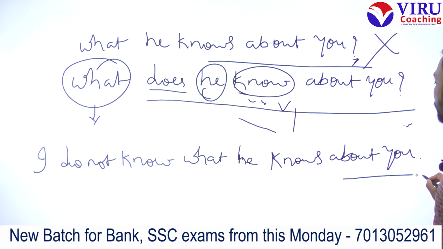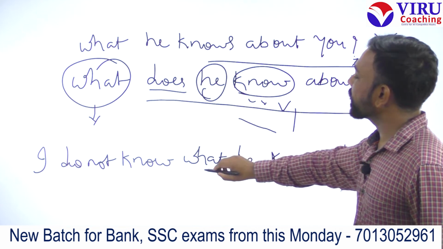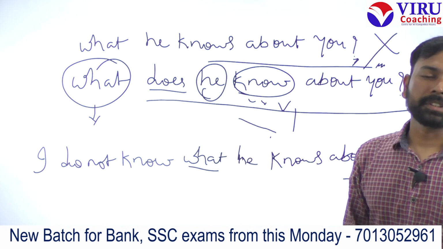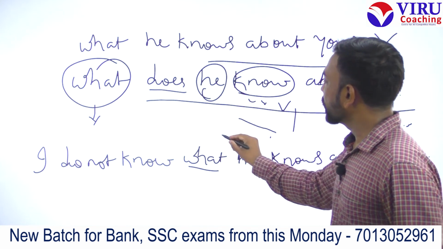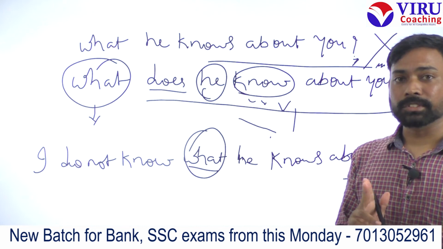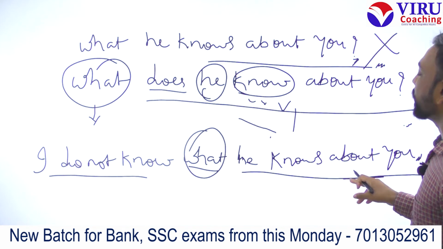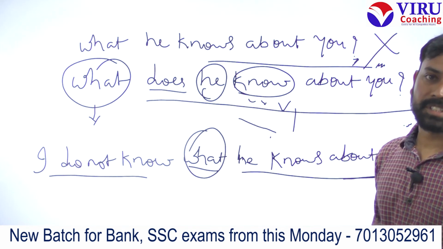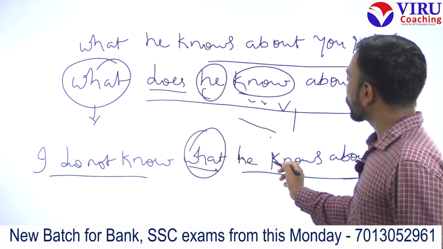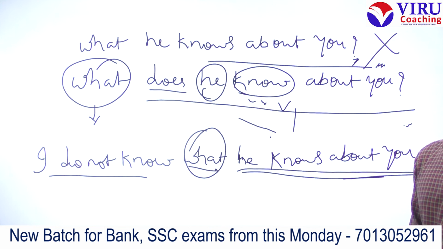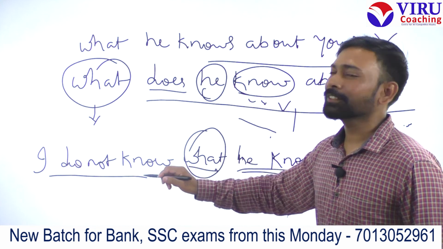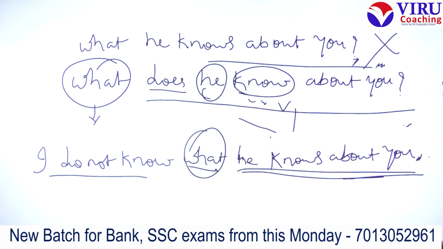Now, look at this sentence. Is it grammatically correct? Yes. I do not know what he knows about you. This sentence is different from the previous one. Though you find what over here, you will not put does not or do not. Why? Because here what is connecting two sentences. This is one part, this is another part. So it is not an interrogative sentence. After what, the sentence which follows will be a normal sentence. It is not going to be an interrogative sentence when what is connecting two sentences. I do not know what he knows about you.